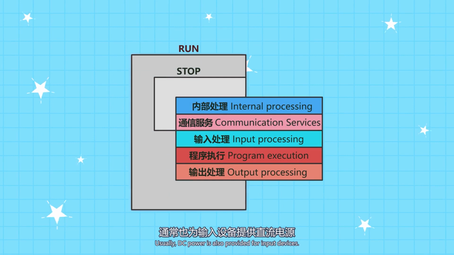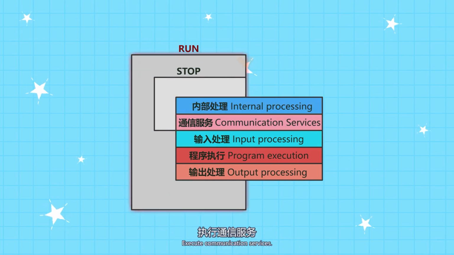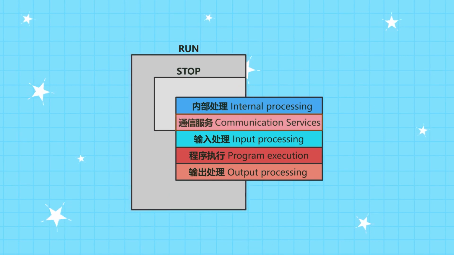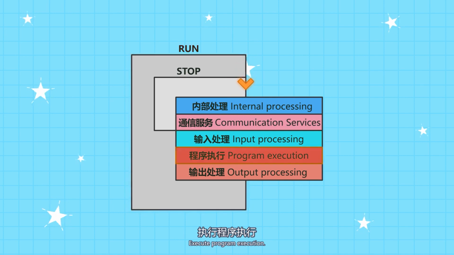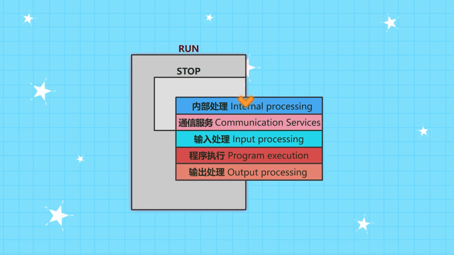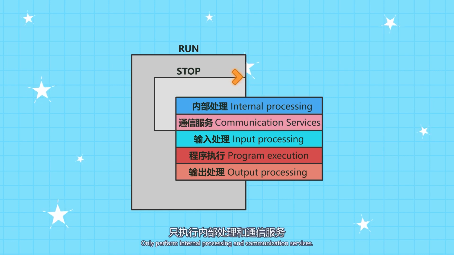Performs internal processing in the run state. Performs communication services. Performs input processing. Performs program execution. Executes output processing. If in the stop state, only internal processing and communication services are executed.